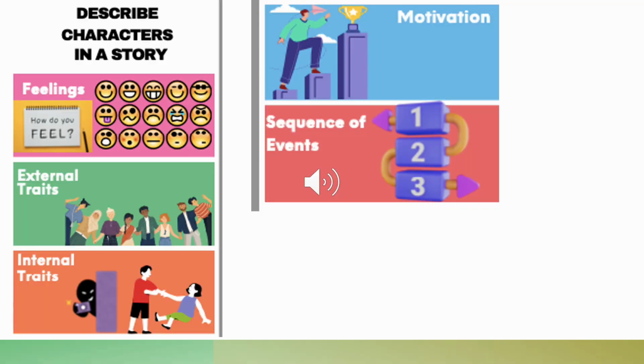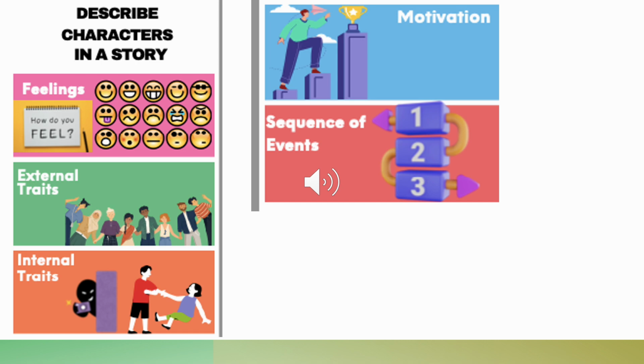And finally, I designed this Infopic to help describe characters in a story. So there's just some fun pictures to go along with the different academic vocabulary students will learn. So one is feelings, and I chose to put a bunch of different emojis of different feelings. There's the external traits, and I chose to choose some characters that have clear physical traits and differences.